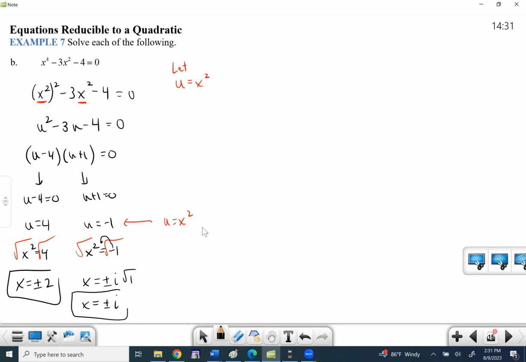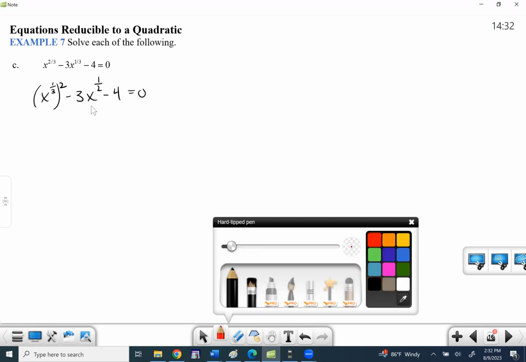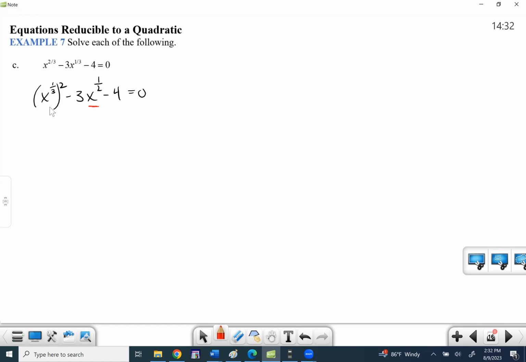Okay, we're going to use that same idea of a u substitution in this next one. So we want to write this as x to the 1/3 squared. And now don't think too hard about how to write it. It always has to match the middle term. Notice this is an x to the 1/2, and I'm sorry, I wrote that down wrong. Should be 1/3, you guys.